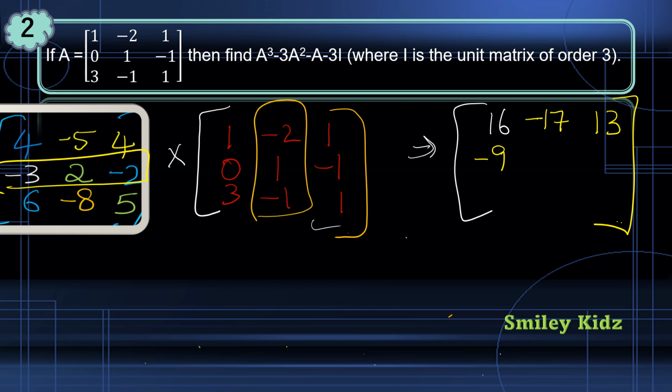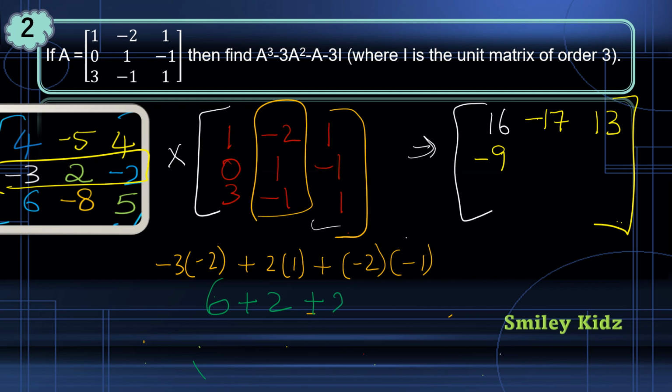Now second row with second column, that will be minus 3 into minus 2 plus 2 into 1 plus minus 2 into minus 1. That is equal to 6 plus 2 plus 2. That is 10. So here we are having 10.